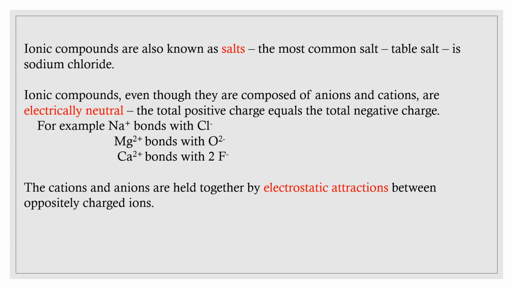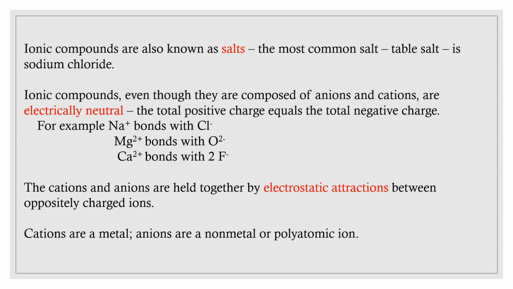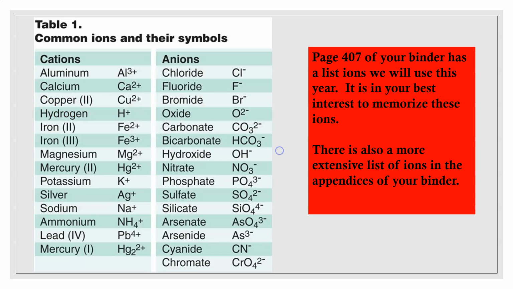These ions are held together by what we've learned are called electrostatic attractions, opposite charge attractions. So the calcium atom donates its electron to the fluorine atom and becomes a calcium ion and a fluoride ion, and then those two are attracted to each other. Typically you're going to see cations as a metal, and anions as a nonmetal or a polyatomic ion. The next slide is going to show you what I'm talking about in terms of a polyatomic ion.